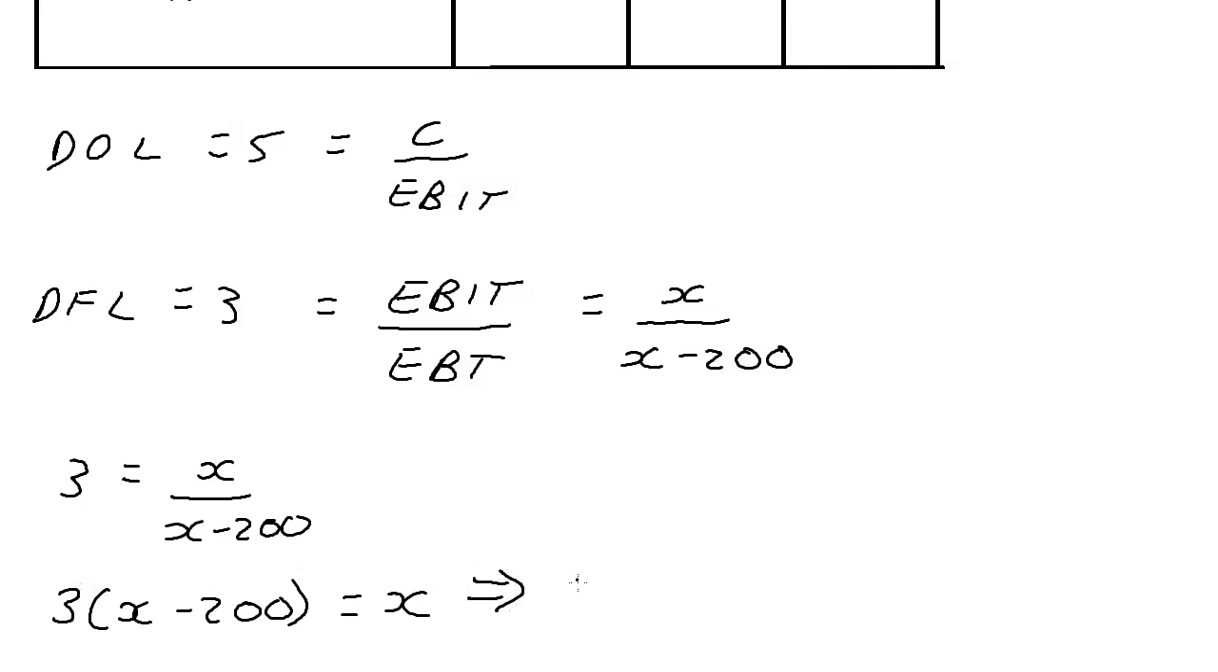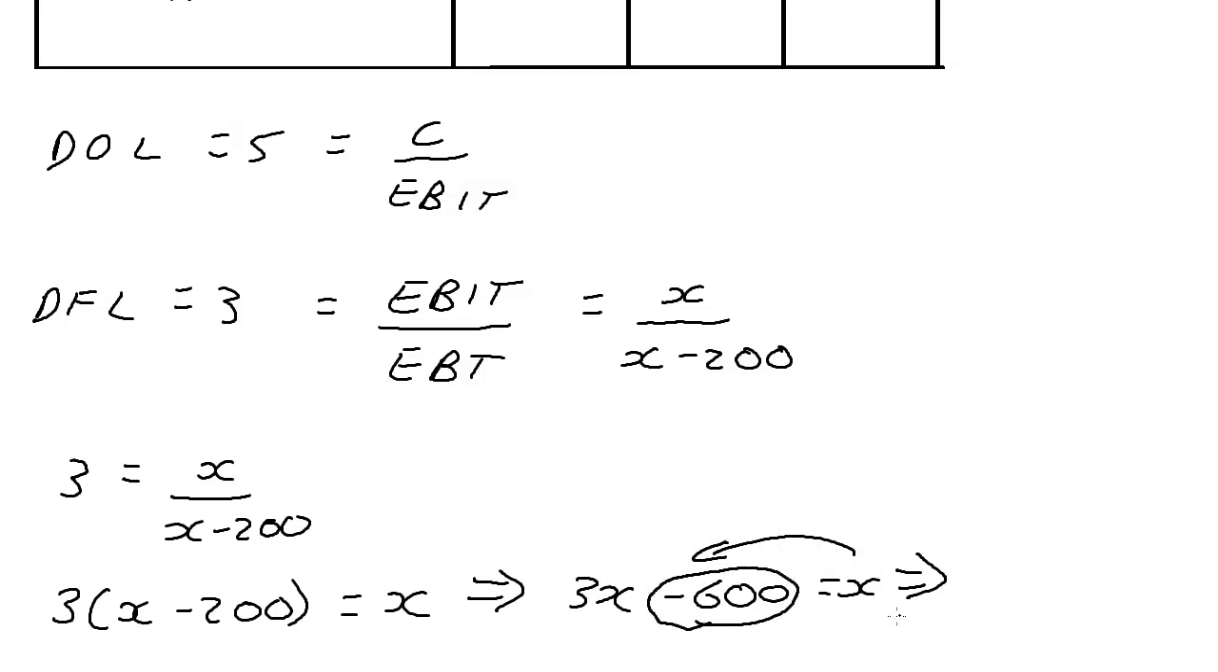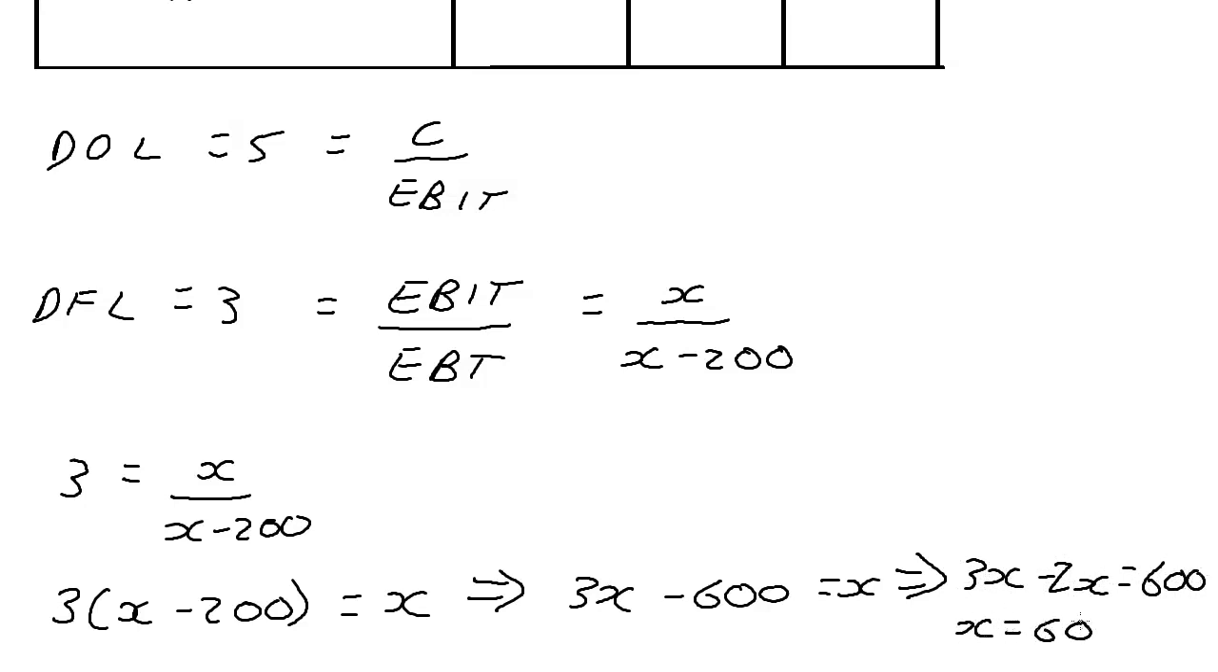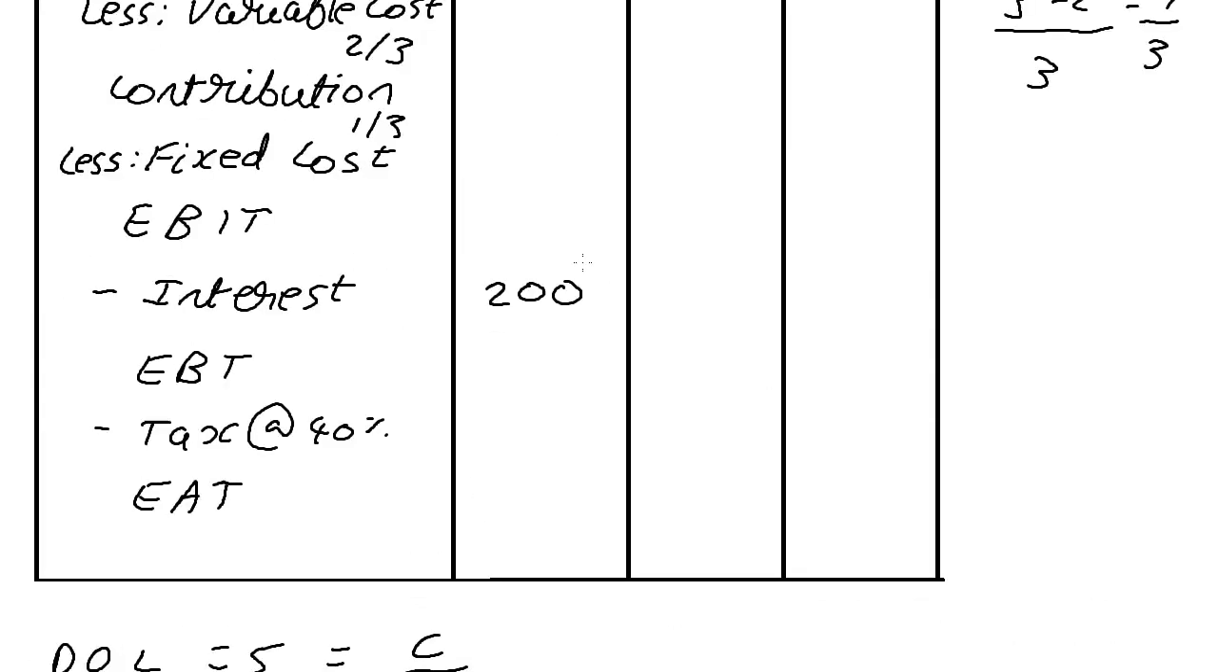So this implies 3X minus 600 is equal to X, which again, the X over here is addition, goes that side, it becomes subtraction. This 600 over here, subtraction, goes that side, it becomes addition. So what we're going to end up with is 3X minus X is equal to 600, and therefore X is equal to 600. And what is this X? EBIT.